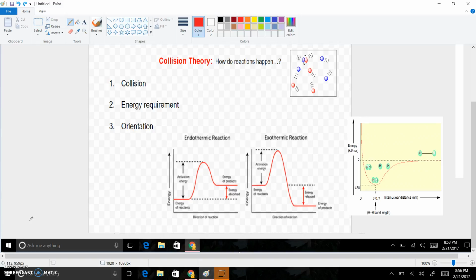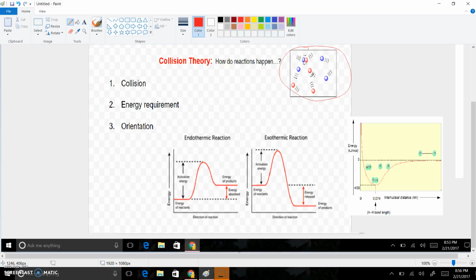Okay, so number 1. The first thing you need according to collision theory is an actual collision. I know, it seems so shocking, right? If you take a look at this picture here, one reactant is the blue stuff, and one reactant is the red guy. When the blue guy and the red guy actually collide, a reaction could happen. Now a collision isn't the only thing that needs to happen. You have to have 2 other things happen.